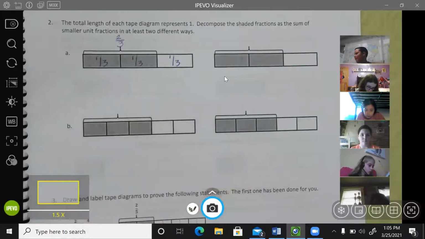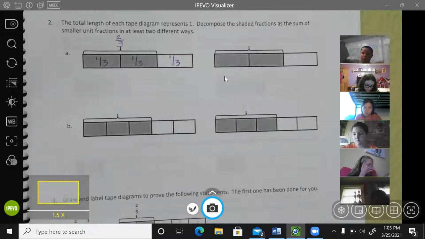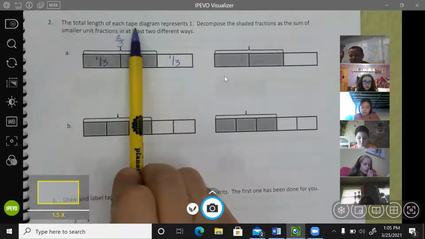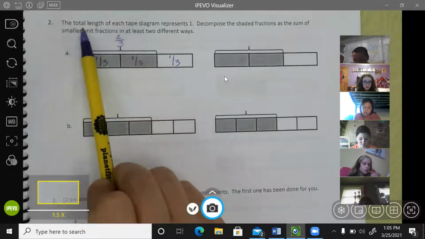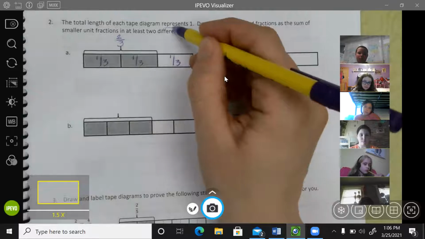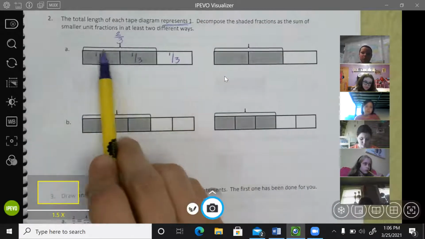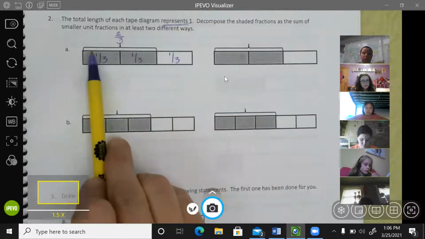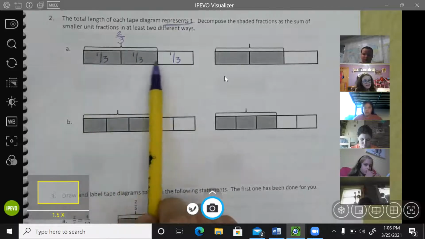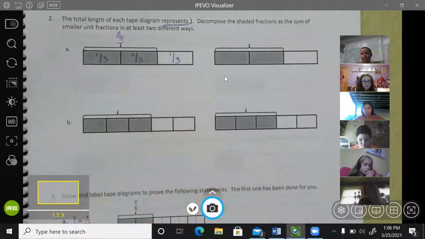It's not 2/3. It's halves because the bracket ends when there's only 2. The total length of 2 halves. No, hold on, Soren, you're correct. The total length, Colin, of each tape diagram represents 1. So this is the whole tape diagram. The directions are different today. This whole thing is 1 whole.